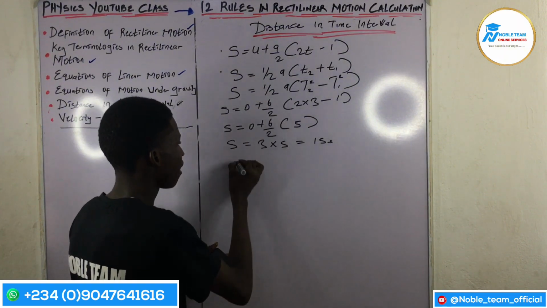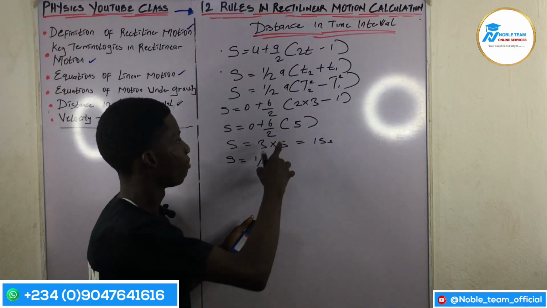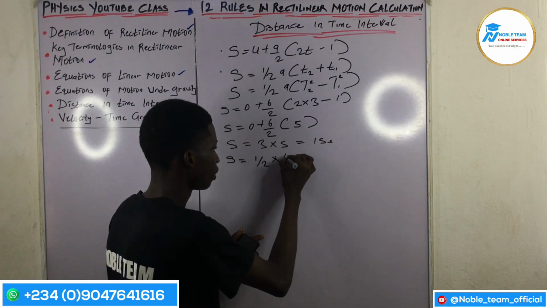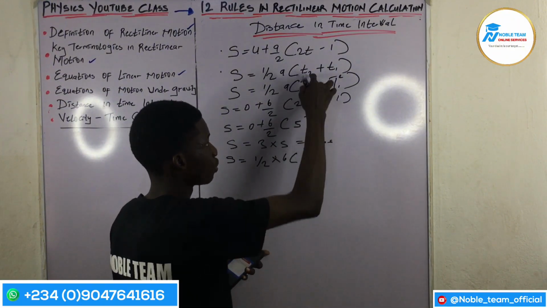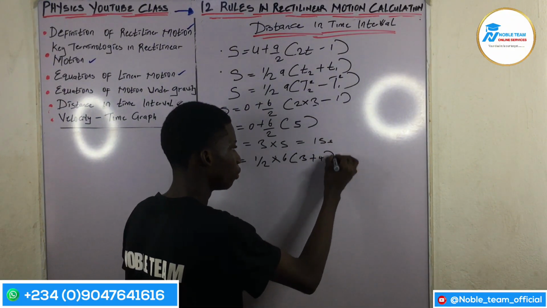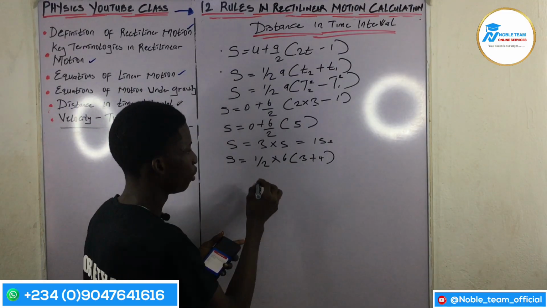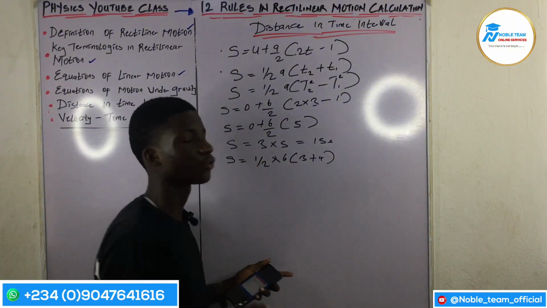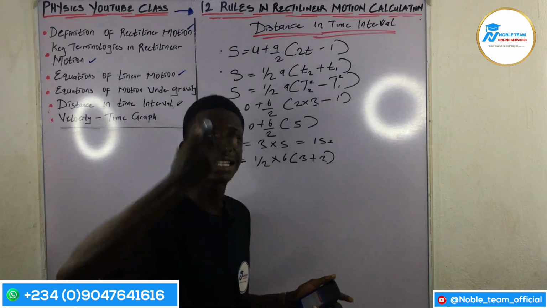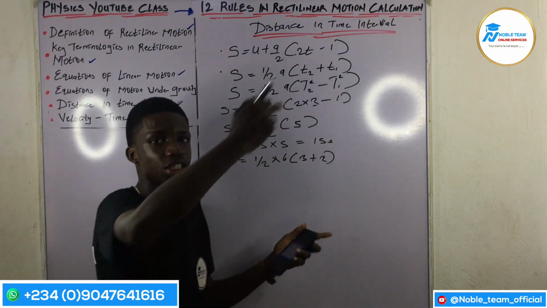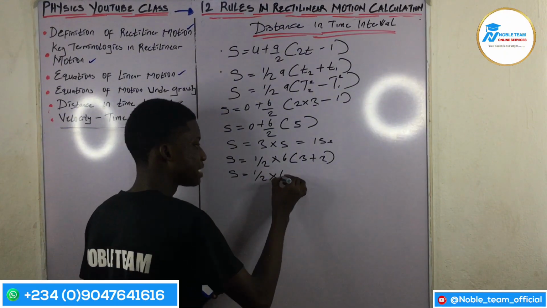Now let me use this one. I have S is equal to 1 over 2 multiplied by my acceleration, which is 6. Then my first time is 3 plus 4. Do you understand? 3 plus 4. Is it 3 plus 4? No, it's not going to be 3 plus 4. It is going to be 3 plus 2. Sorry, they said in the 30 seconds. My first is 3, and the initial is going to be 2. So I have S is equal to 1 over 2 multiplied by 6.